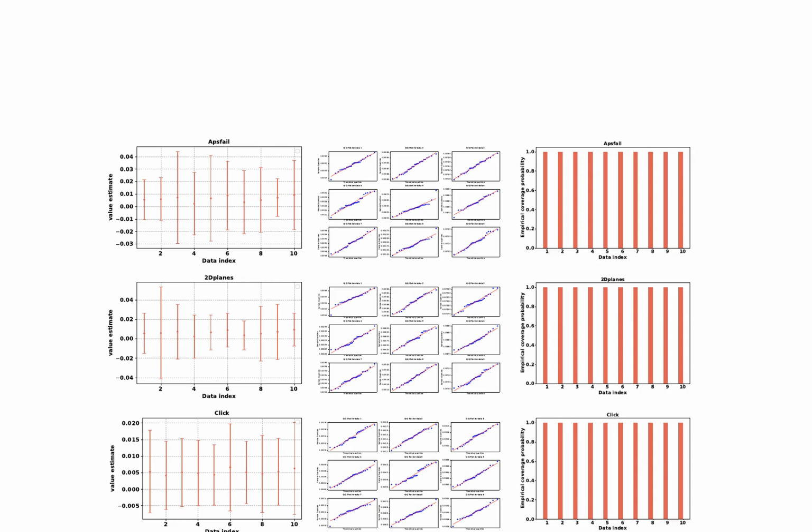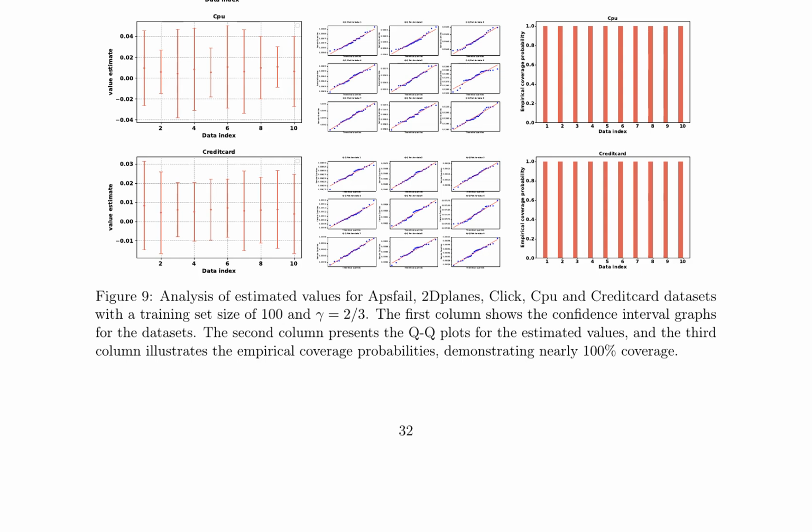This indicates that the theoretical distribution closely aligns with the observed data, suggesting a high degree of accuracy in the estimation methods employed. The third column highlights the empirical coverage probabilities, demonstrating nearly 100% coverage for all datasets. This suggests that the confidence intervals generated by the estimation methods are highly reliable, providing precise bounds on the true parameter values. This comprehensive analysis underscores the robustness and accuracy of the estimation methods applied across these datasets.